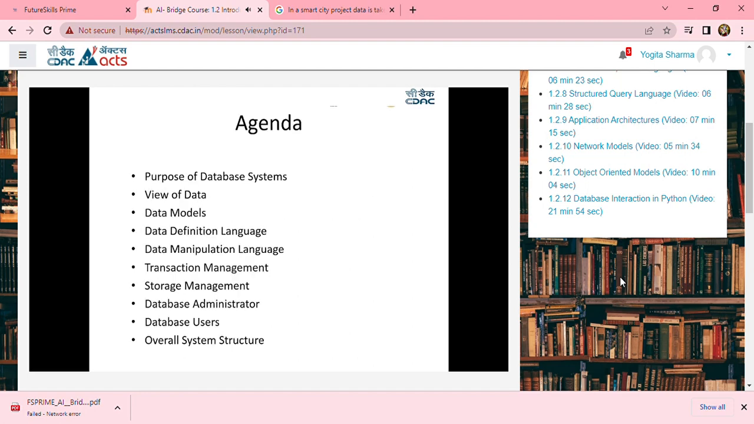That means how to handle the large volume of data, and what is the purpose of the database system, how to view the data, what are data models, what is data definition language, what is data manipulation language, what do we mean by transaction management, storage management, database administrator, database users, and overall the system structure. So how the entire system should be maintained in order to capture the data.